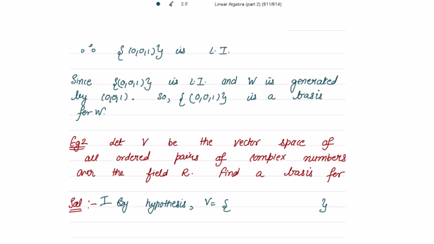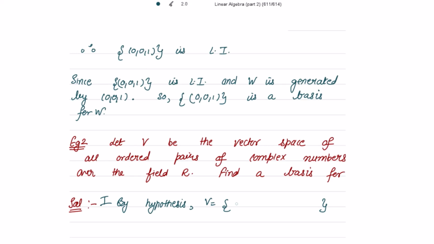Alright? Okay. Next example. Let V be the vector space of all ordered pairs of complex numbers over the field R. Find a basis for V. Now here it is given that the vector space V is of all ordered pairs of complex numbers. I have to find the basis for V. So by hypothesis, V is equal to, now what kind of element is present in V? Because it has ordered pairs of complex numbers.